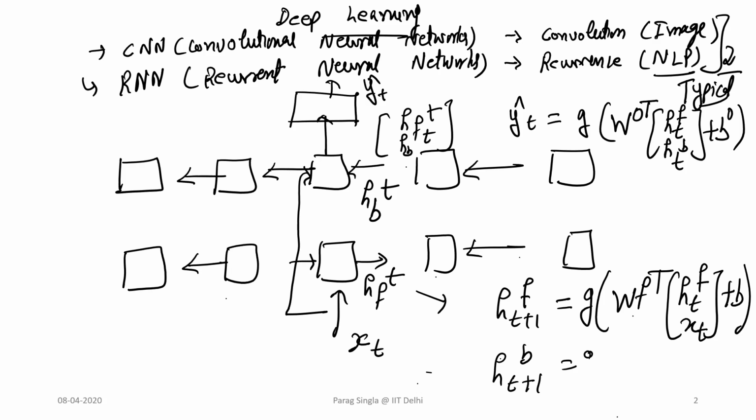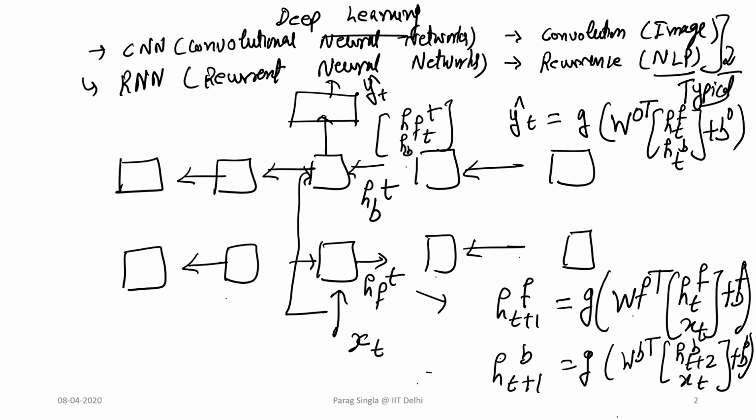This should have been xt here. And similarly, in the backward direction we will compute h t plus 1 backward. This will be g of W B transpose times h t plus 2 backward, because we are coming from the backward direction, plus x t, plus b. This will be forward and this will be backward. So this is my computation in the backward direction.